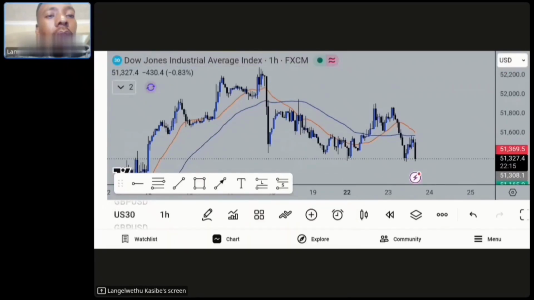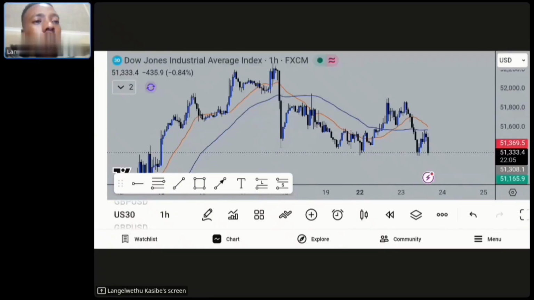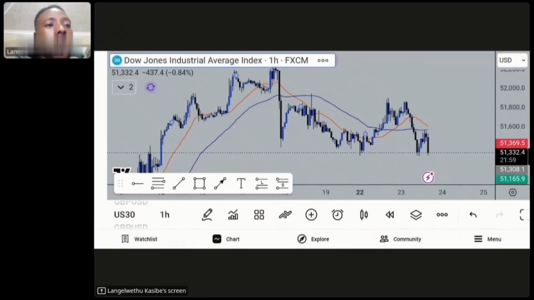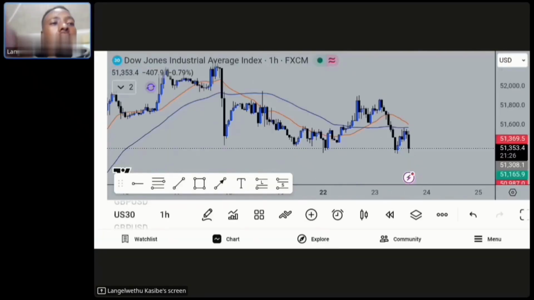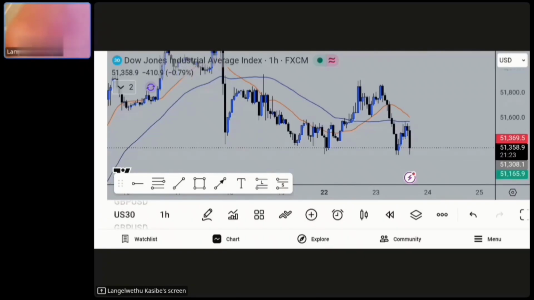Now on the 1-hour time frame, as you can see, it went down and up, went down and up, went down and up, and then just kept going down. It's in a downtrend. As you can see, it's in a downtrend.